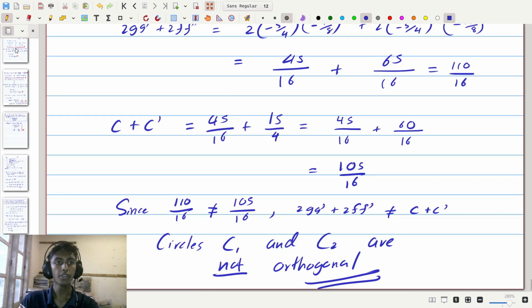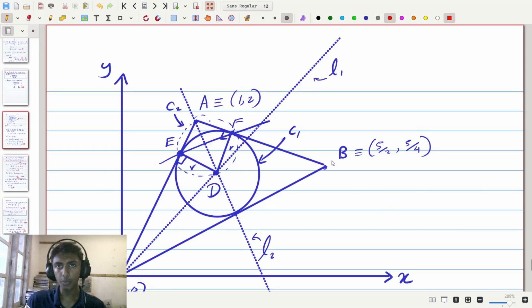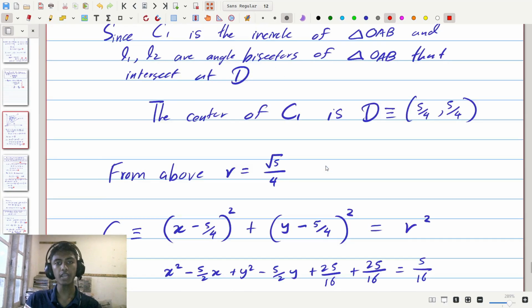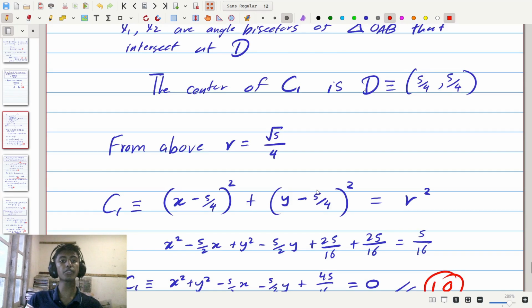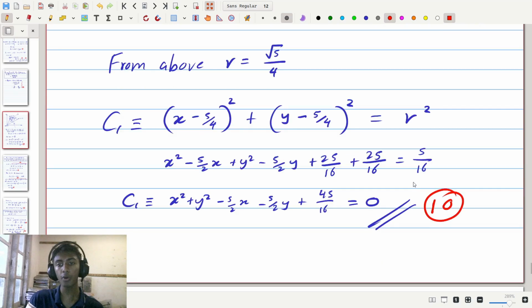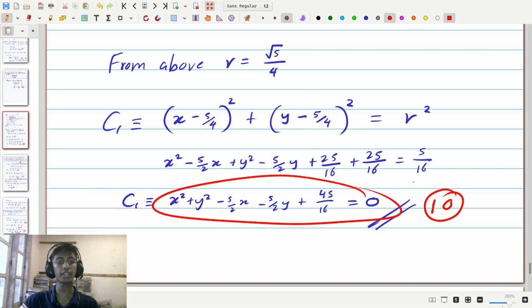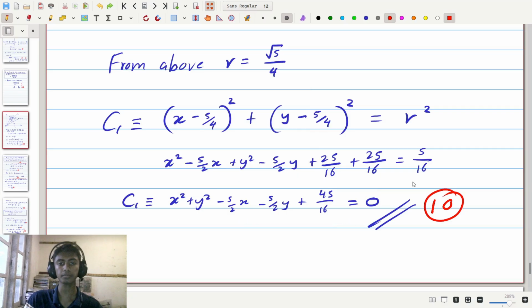That is all that we have for this question. So now finally, let's discuss the marks awarded for this question. Considering the marks awarded at the start, when you derive the fact that the point D is going to be the center of the circle C1 and the radius of the circle is going to be equal to square root of 5 over 4, from the above that the perpendicular distance from D to the line OA is going to be equal to square root of 5 over 4, and then you use that information to write down the equation of the circle C1 as this, you're going to get 10 marks for that. So all of this work, 10 marks for writing the correct equation for the circle C1.